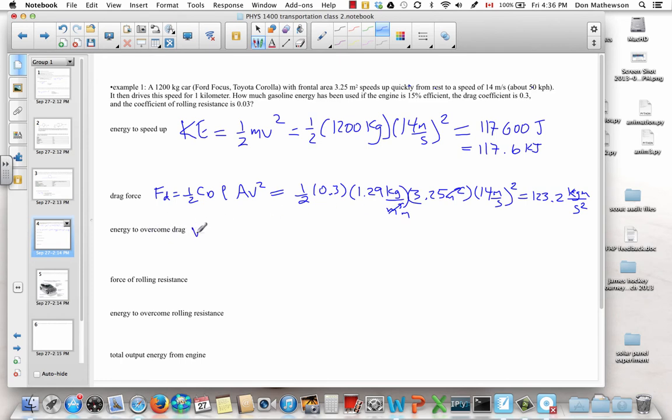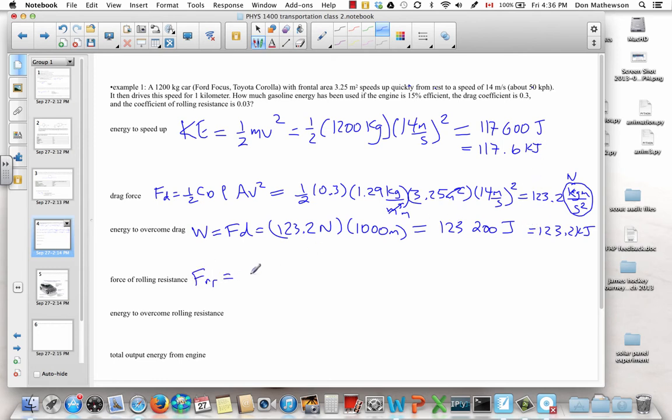Now, that's the force. To find the energy requirement, we find the work, because we've got to provide 123.2 newtons of force. Remember, this thing here is a Newton. And then we're moving 1 kilometer, which is 1,000 meters. Now, a Newton meter is a joule, so that's 123,200 joules. Newtons times meters is joules, or 123.2 kilojoules. So we got the energy to speed it up, and the energy to overcome drag being sort of the same order of magnitude. Next, we find the force of rolling resistance.